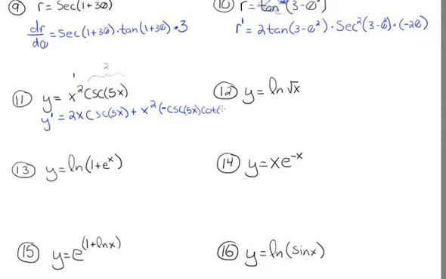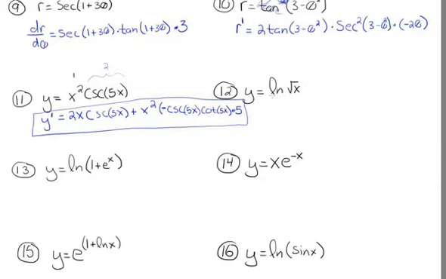Cotangent 5x. So I'm doing the product rule. The first one, x squared, times the derivative of the second. So I've dealt with the cosecant. Now I have to take the derivative of 5x to get 5. Definitely kind of ugly, but that looks like the answer.